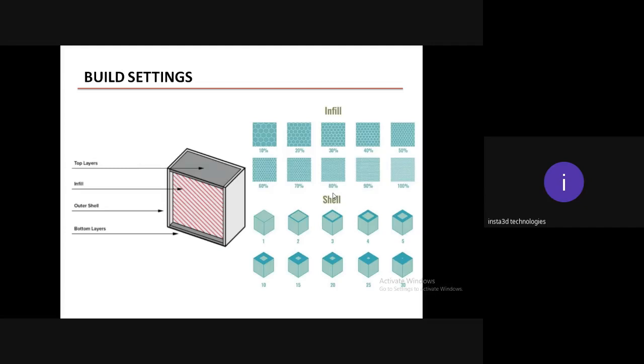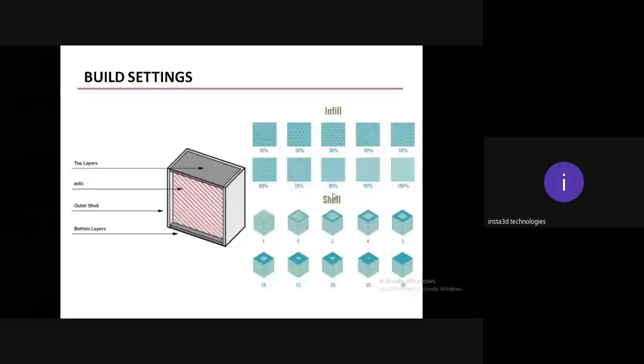So now we will consider the build settings. The build setting, in the sense, while we print, the user or the end user of the product can determine or decide what parameters I should have, what build settings I should have in a 3D printer. So if you consider an object, let us consider this a rectangle object. And if you see the image, you will have a top layer, infill, outer shell, and bottom layer.